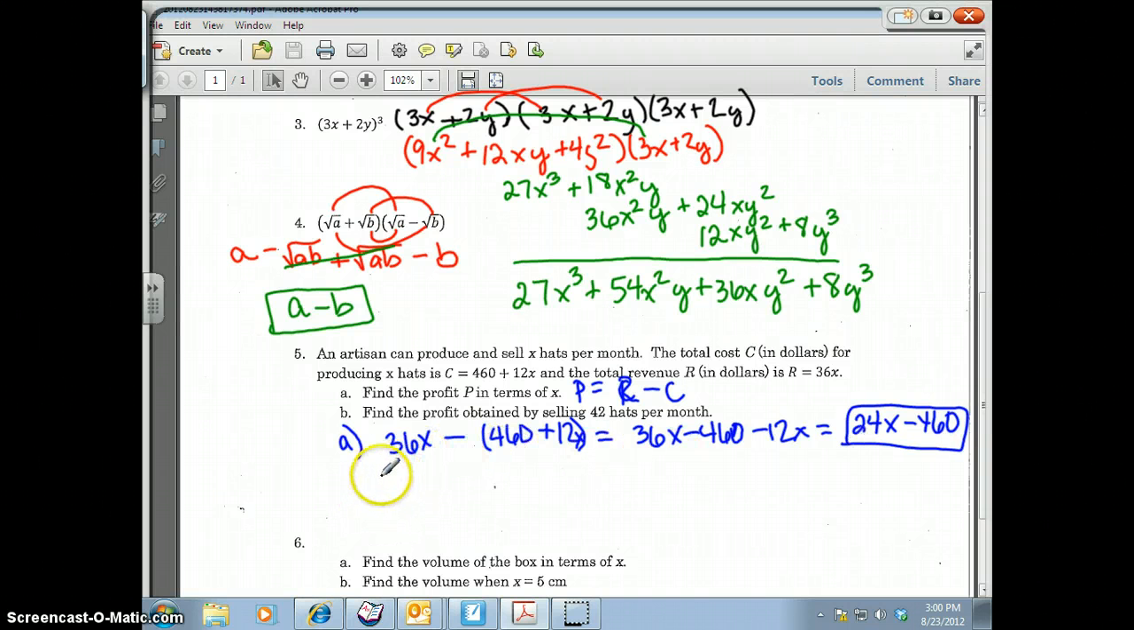Find the profit obtained by selling 42 hats per month. So we will take that formula that we just found and substitute 42 for x. And 24 times 42 is 1008. Subtract the 460 and you get $548.